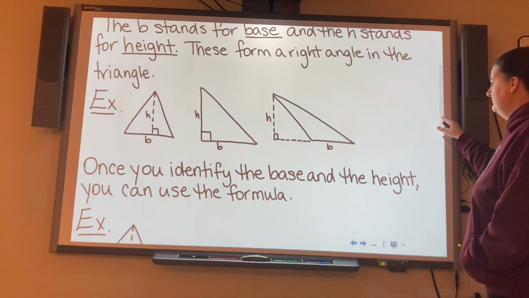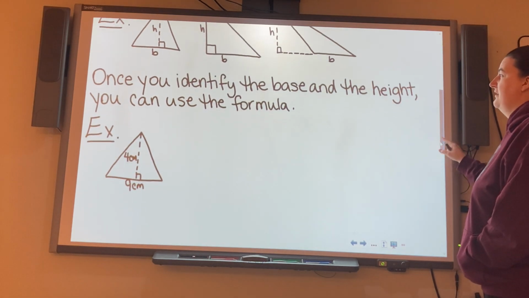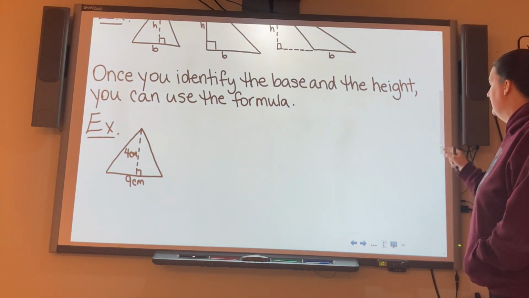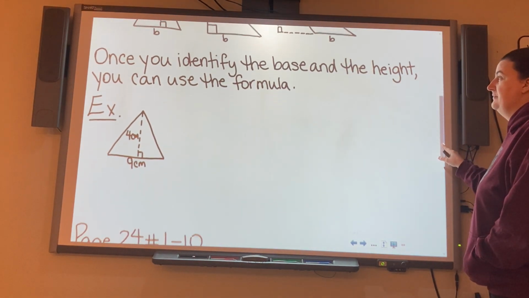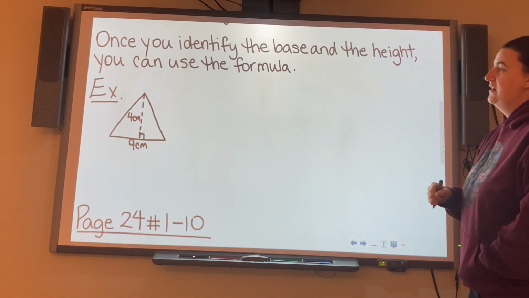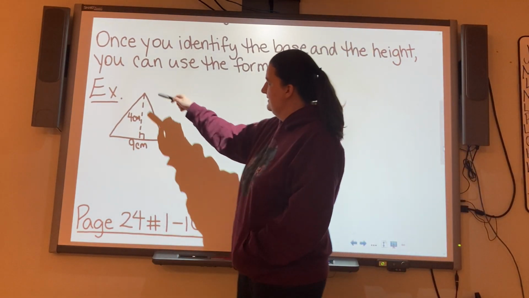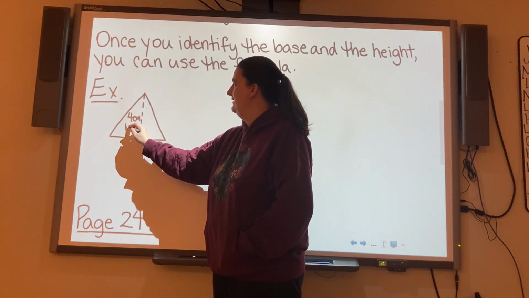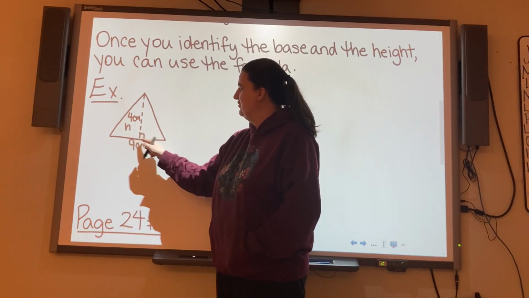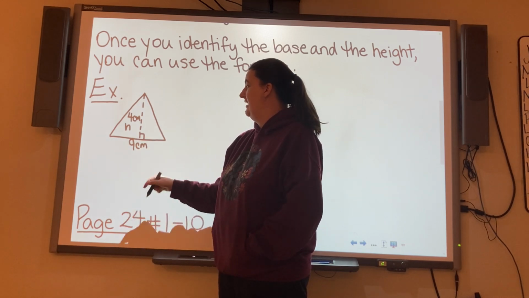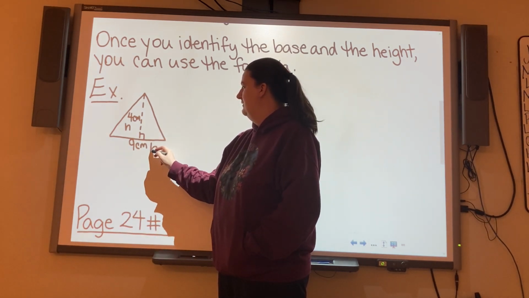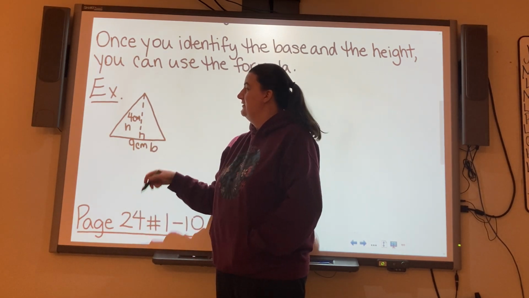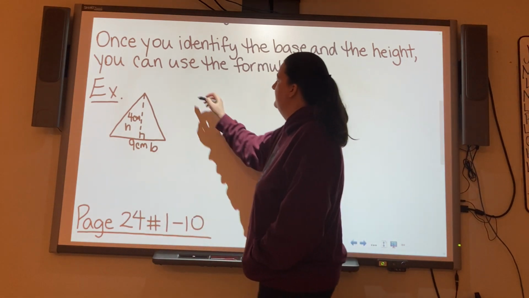So once you have identified the base and the height, you can use the formula. So here's an example where the height is 4 centimeters, so there's my height, and the base, where they meet and make a right angle, is 9 centimeters. So I use my formula first.